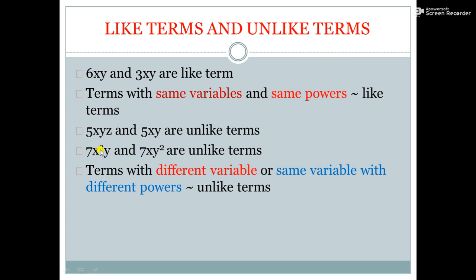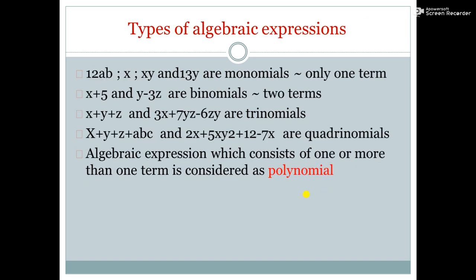Here the power of x is 3, here the power of x is 1, here the power of y is 1, but here the power of y is 2. That means terms with the same variable but different powers are also considered unlike terms. Terms with different variables are also considered unlike terms, and terms with the same variable with different powers are also considered unlike terms. Hope it is clear. Moving to the next slide.